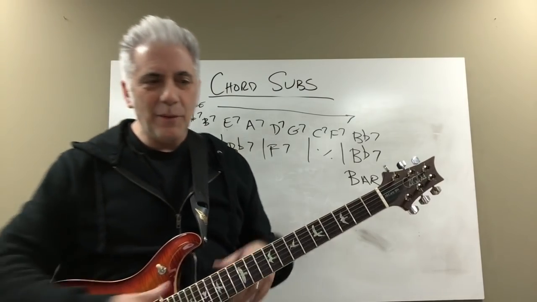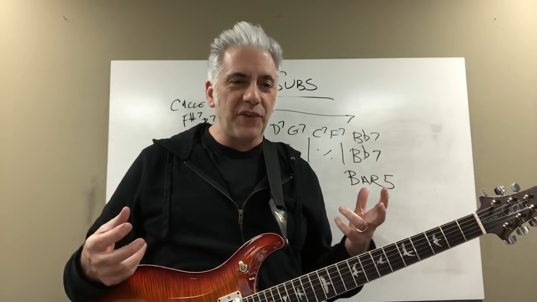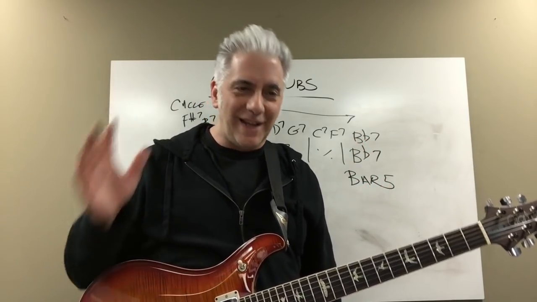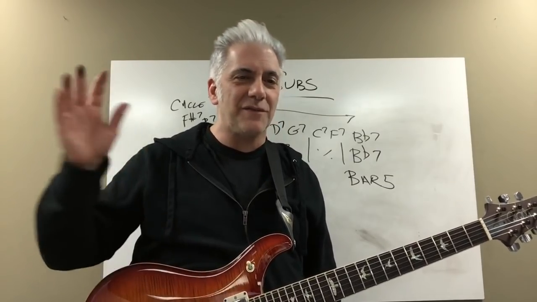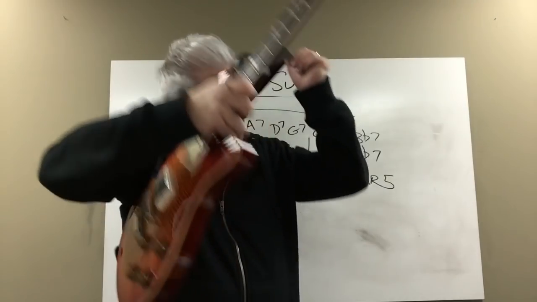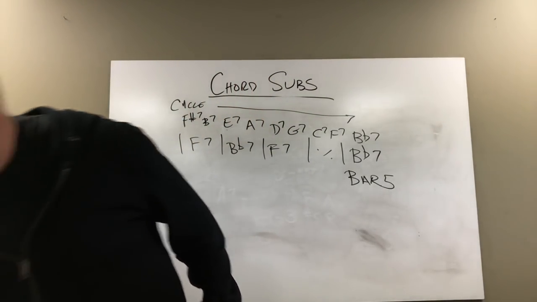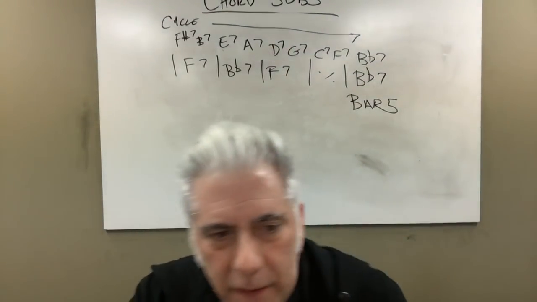Okay, so that was, I used the cycle right there, and I was soloing over an F blues. But I started on an F sharp 7. I played F sharp 7, B7, E7, A7, D7, G7, C7, F7. Boom! B flat 7 on the downbeat of the 5th bar. I know this stuff is really complex, but it's all memorization basically, and then knowing what sounds good.